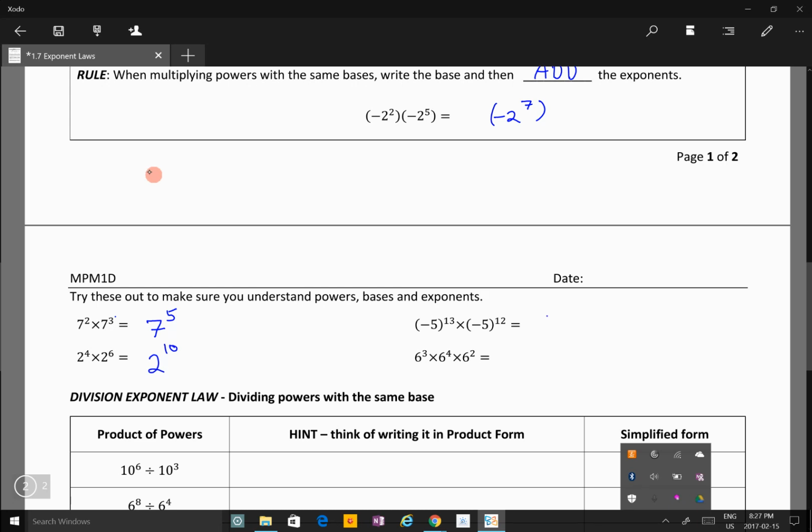Here I have a base of negative 5. Add the exponents, 13 plus 12 is 25. Here I have 3 of them being multiplied. As long as the base is the same, you can still follow the rule. 6 is my base, add the exponents. 3 plus 4 plus 2 is 9.